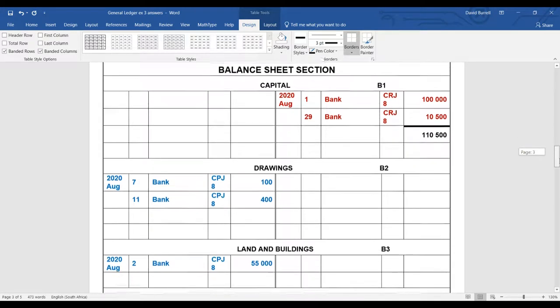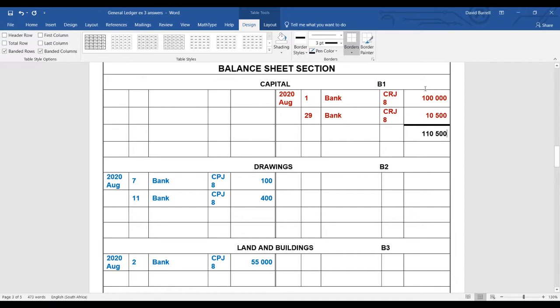So some people call it a hanging total. If there's more than one entry on the same side of an account, you just add them up, total them up. That's it. The drawings one in a very similar way.